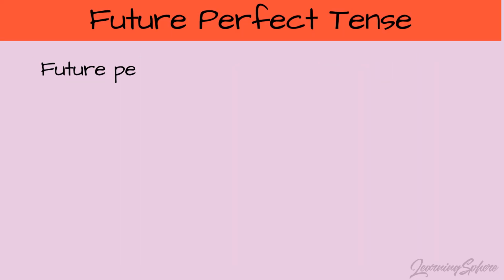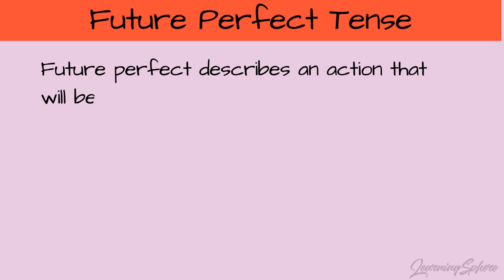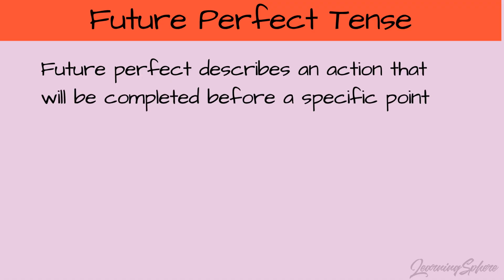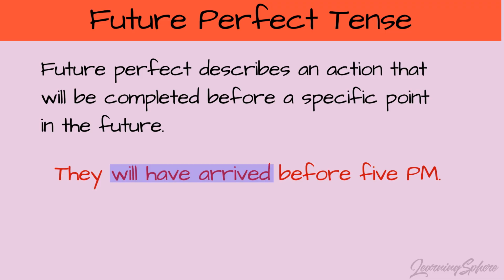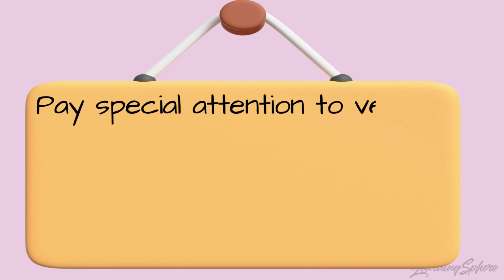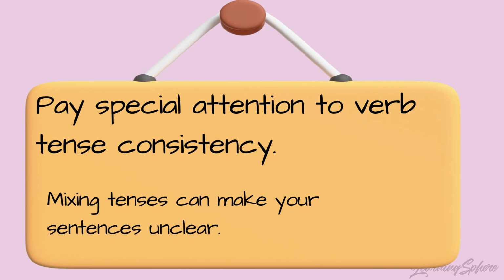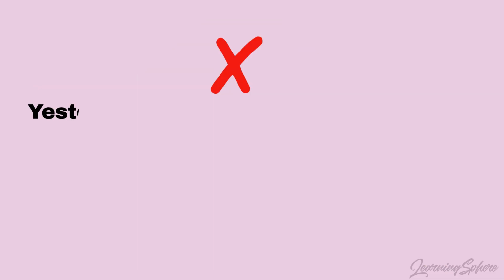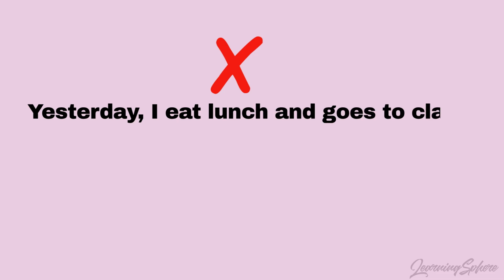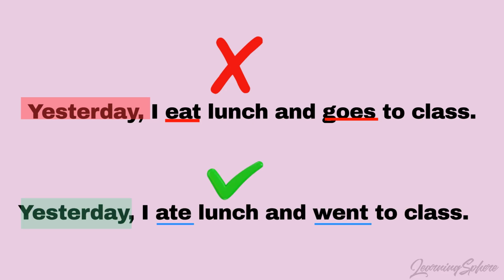The future perfect describes an action that will be completed before a specific point in the future. And an example is, they will have arrived before 5 p.m. You must pay special attention to verb tense consistency in your writing, as mixing tenses can make your sentence unclear. So it would be wrong to say, yesterday I eat lunch and goes to class. The adverb yesterday tells us that the action is in the past, so the verbs must also be in the past. A correct version would be, yesterday I ate lunch and went to class.